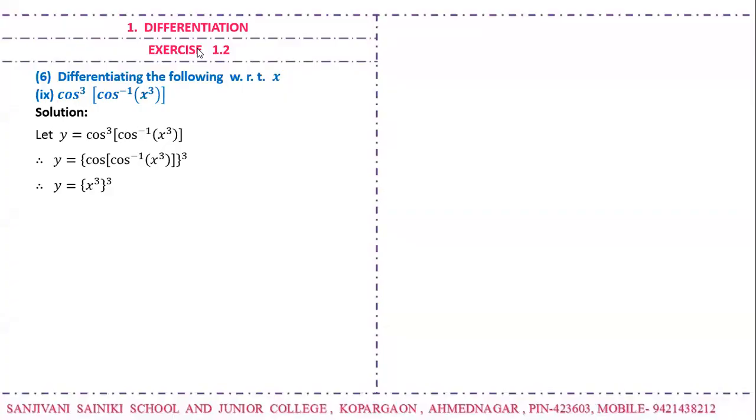So now here cos of cos inverse, using the property cos of cos inverse of x is x, we get (x cube) raised to 3. That means y is equal to x raised to 9. So differentiating with respect to x, we get d by dx of x raised to 9 is 9x raised to 8. If we see this example, it looks very complicated, but after simplifying we get a simple function whose derivative we can easily find out.